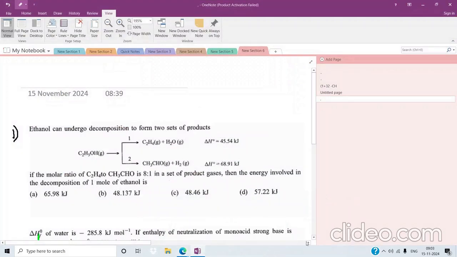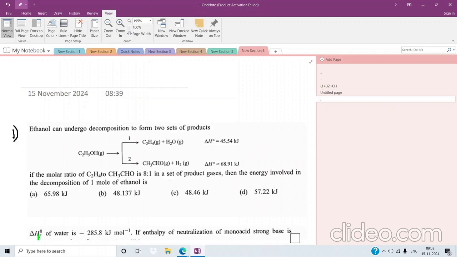Today I'm going to solve thermal energetics based questions. In chemistry thermodynamics, there are two parts, thermal energetics and thermodynamics. The last two videos that I have posted contain thermodynamics based questions. This is actually a thermal energetics based question. This is actually a JEE question. Let us solve this question.